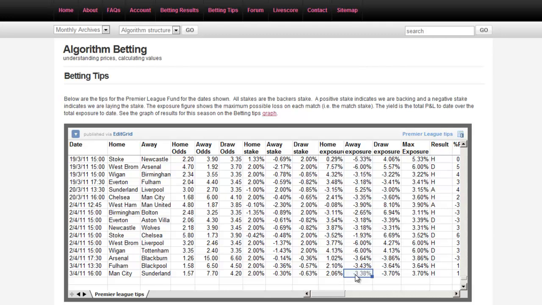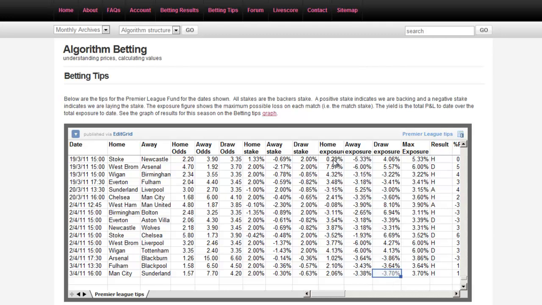Now, the exposures show the result that you would receive having placed those three bets for each selection. Now, the home exposure is the result that you would get should the home selection be the result. For example here, Man City. So should Man City win, you would receive a £2.06 return for every £100 in your betting fund. If Sunderland were to win, you would lose £3.38, and if it was the draw, you'd lose £3.70.